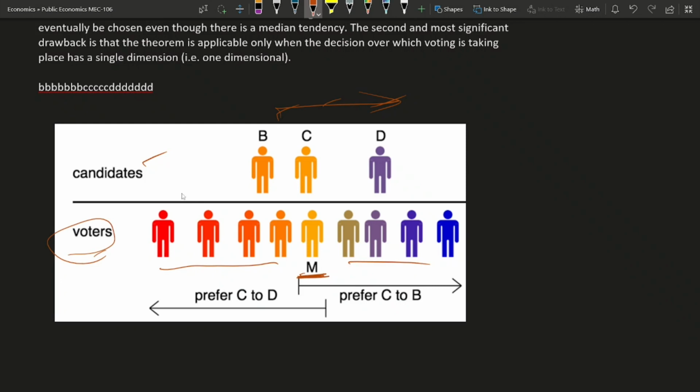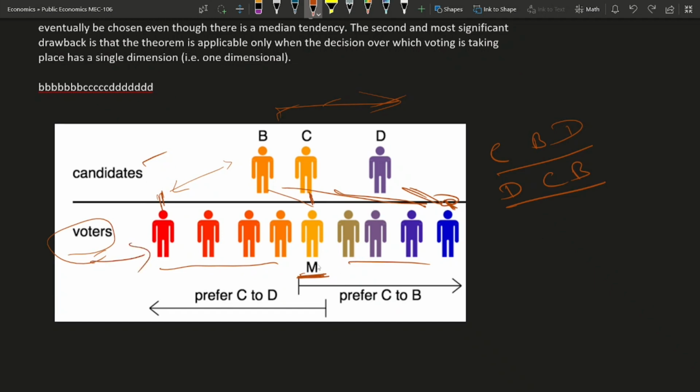So the situation here is like this. For this voter, this is the preference: B is the 1st, C is the 2nd and D is the last preference. The distance between the voter and the candidate makes the preferences. For this candidate it is the same, B, C, D, and for this candidate C is the first preference and maybe B is the second and then D is the third preference. And similarly for this voter, D is the first preference, then C and then B, because B is far away from this voter. So all these voters' preferences are single peaked.